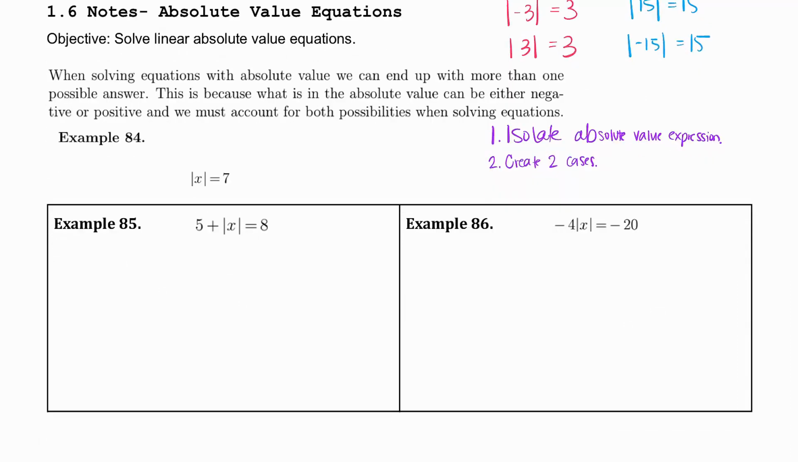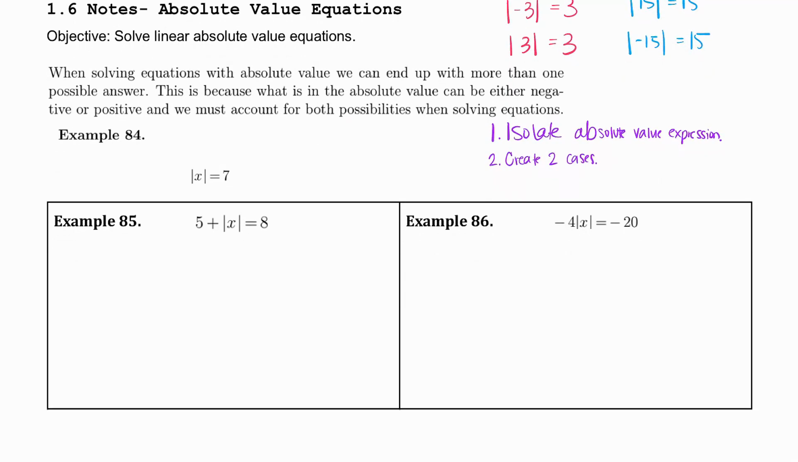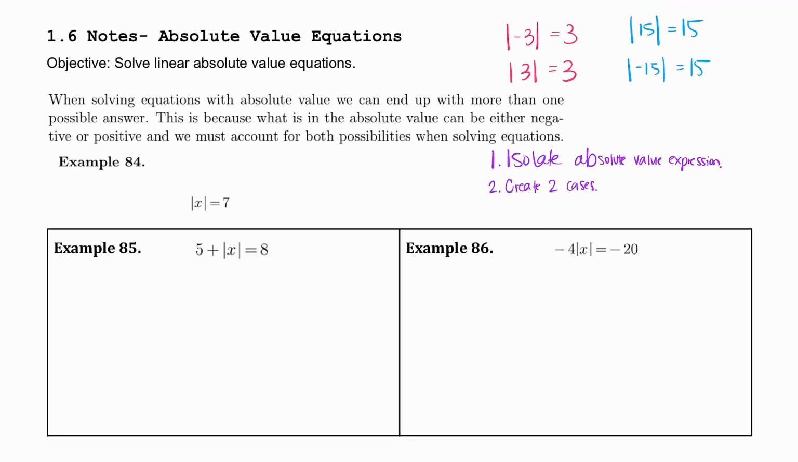Okay, so using that concept of absolute value, when we're solving equations with absolute values, we can end up with more than one possible answer, more than one solution. This is because what's inside the absolute value bars could either be negative or positive. So when we solve them, we have to take into account both of those possibilities. What's inside of there could be a positive number. What's inside of there could be a negative number.